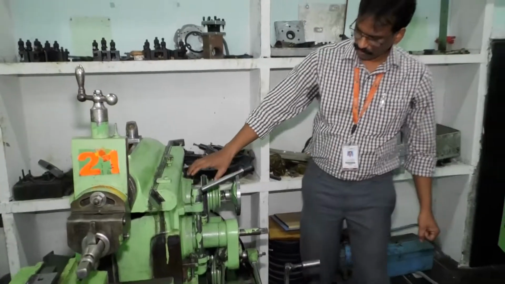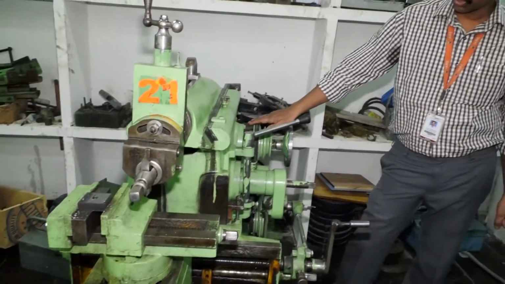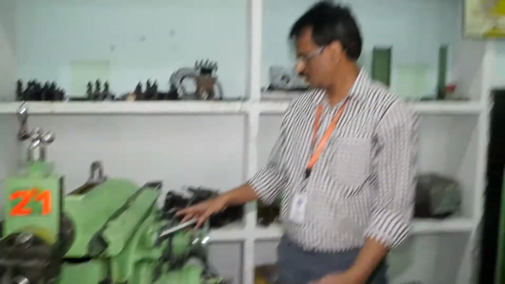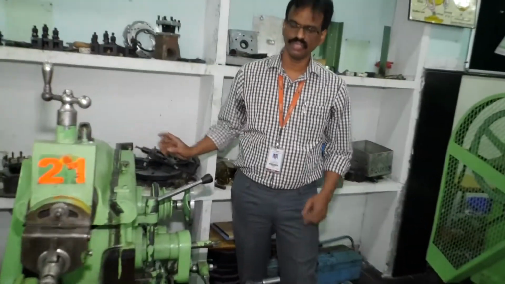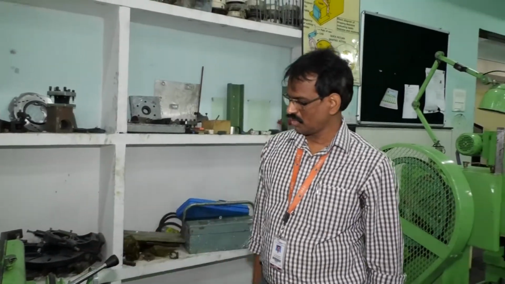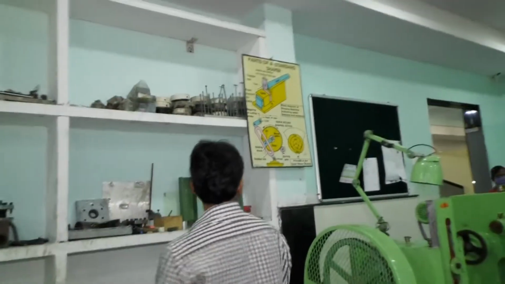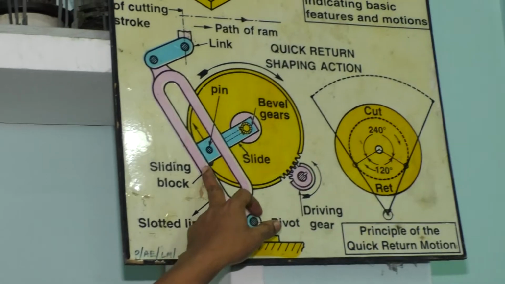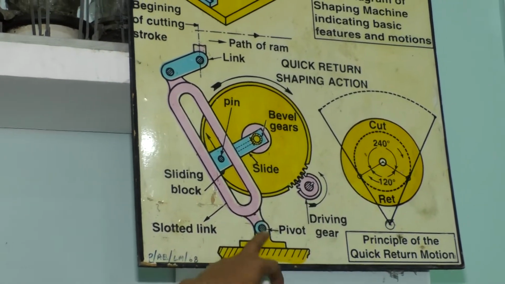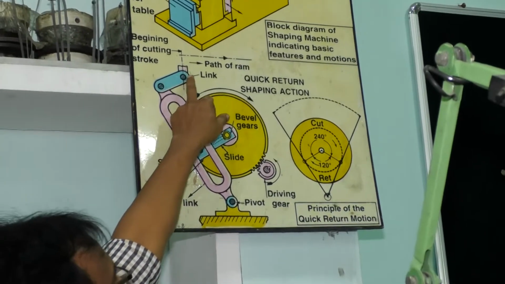There is a mechanism in the column which is used to convert the rotary motion into reciprocating motion. Every motor gives rotary motion, but here we require reciprocating motion. To convert rotary motion into reciprocating motion, there are mainly four mechanisms. One of them is the slotted quick return mechanism, or slotted link and pinion block mechanism. Here one part is attached to the pivot, and another part is attached to the ram.